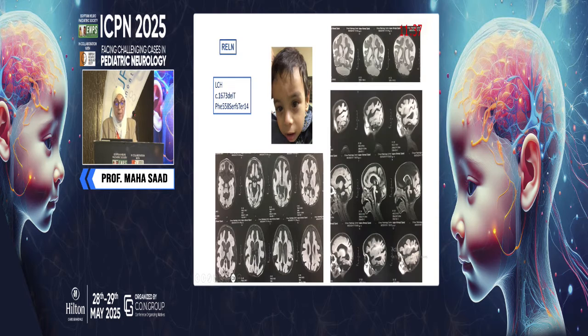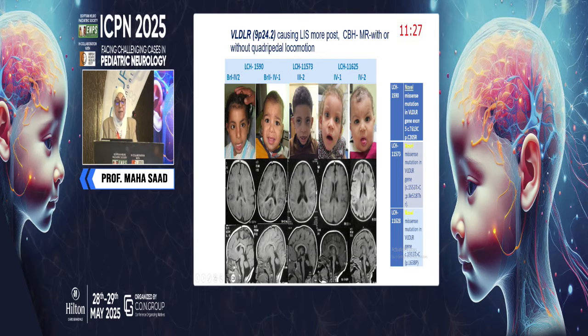This is the reelin gene. Another child with the reelin gene, we can see the characteristic: severe lissencephaly is present anteriorly, with severe affection of brainstem and cerebellum. VLDLR is in the reelin pathway, there is pachygyria with cerebellar affection. When we see pachygyria all over the brain with cerebellar affection, we could think about VLDLR, which is another presentation known as mental retardation with or without quadrupedal locomotion.